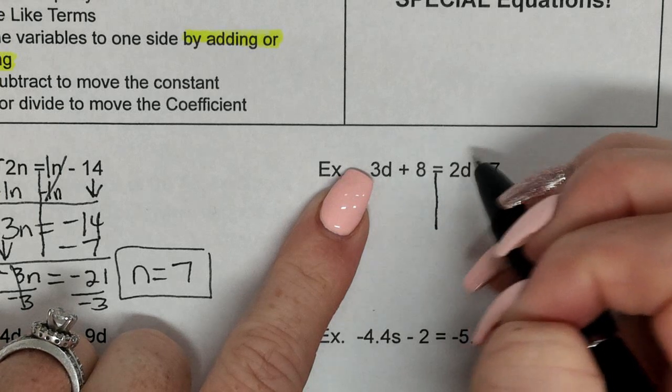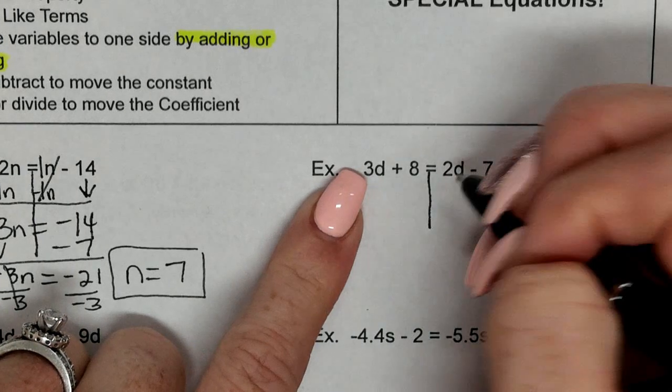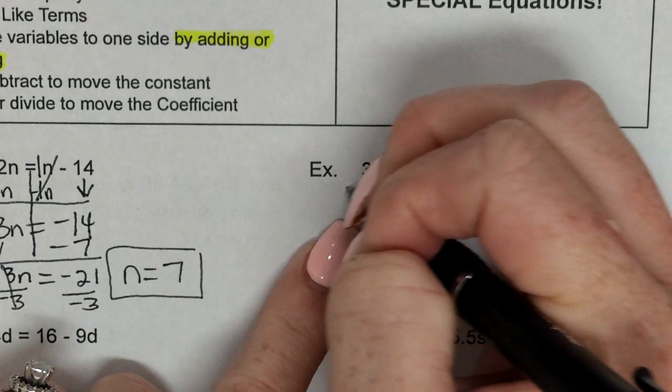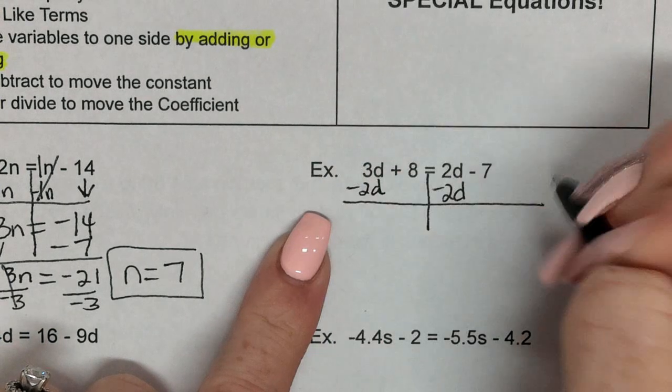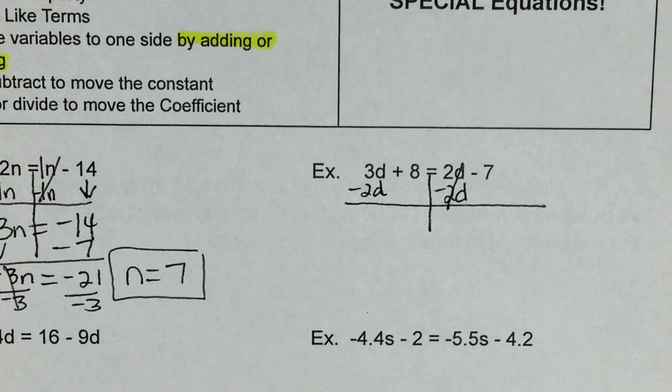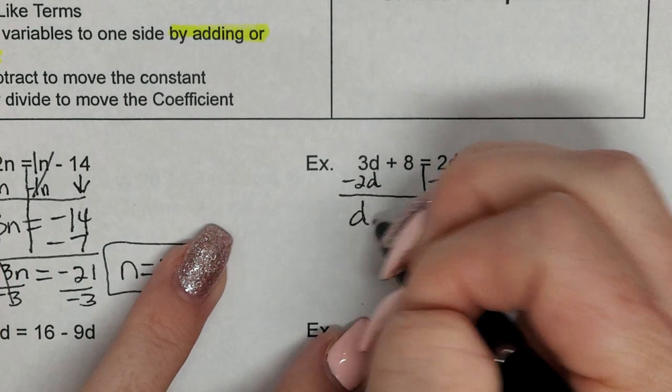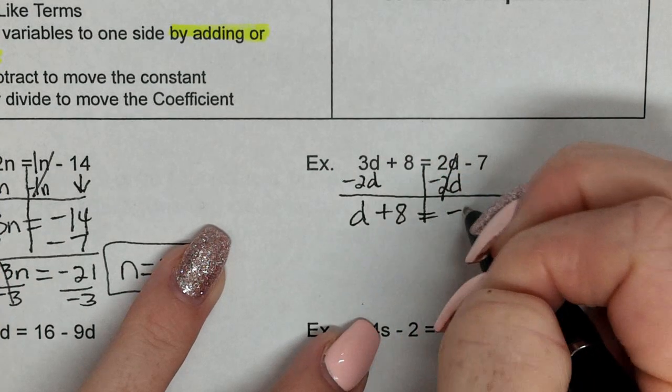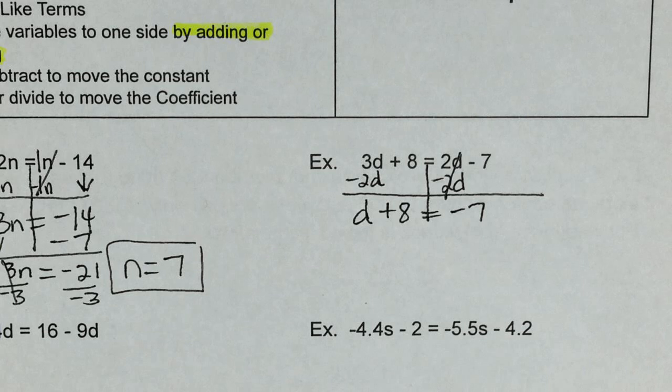How would I zero out a 2D? Minus 2D. Whatever I do to the right, I got to do to the left. 2D minus 2D zeros out. Are y'all with me? 3D minus 2D is 1D, or just D. If you want to put 1D, you go for it. It's the same thing. Yes?